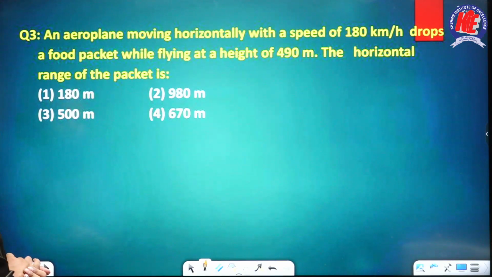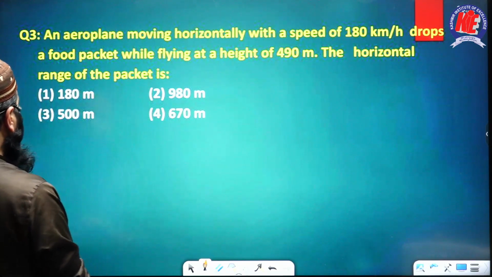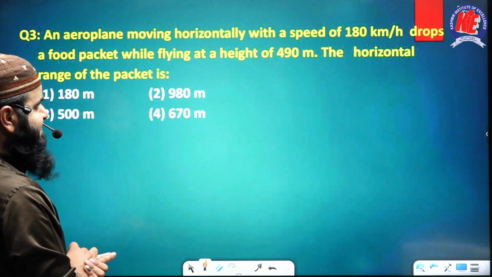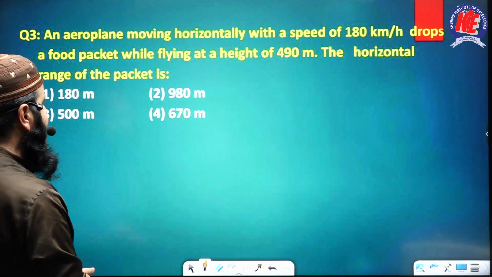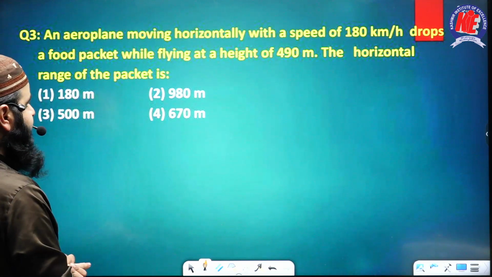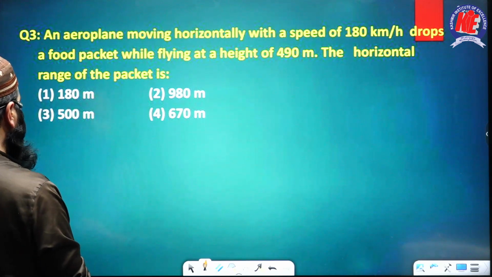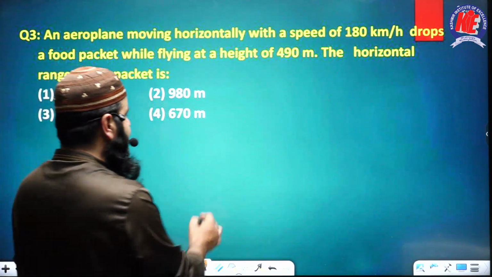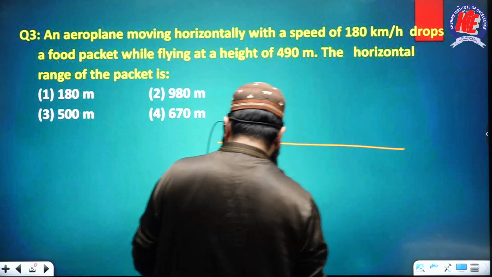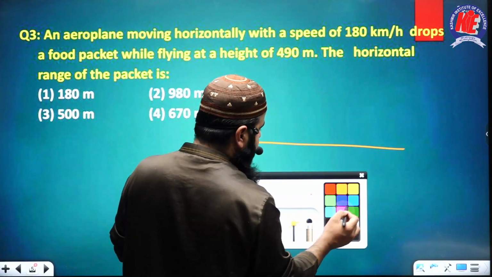Next one please. An aeroplane moving horizontally with a speed of 180 km per hour drops a food packet while flying at a height of 490 meters. The horizontal range of the packet is. So the situation is like this. One of the common patterns in this case. Have a look, my people.